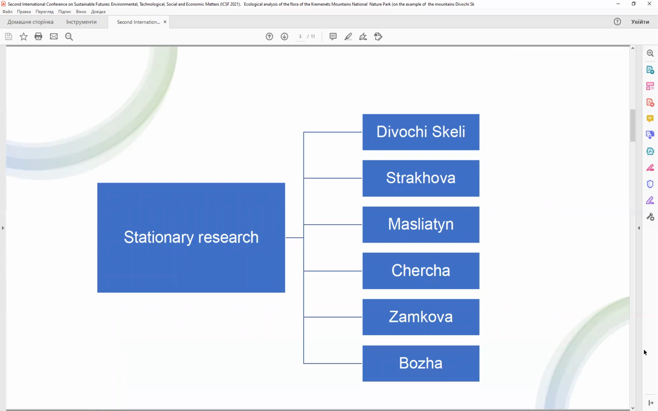Stationary research was carried out in the most interesting and typical in terms of phytodiversity mountain areas: Divochi Skeli, Strakhova, Masliatyn, Chercha, Zamkova, Bozha. The definition of the species composition and the nomenclature of Latin names are filled according to Chronicle of the Nature of the Kremenets Mountains National Park and keys to higher plants of Ukraine. Ecological and phenotypic characteristics of flora and vegetation cover according to Zaverucha. Classification of life forms of plants is filled by Raunkiaer.